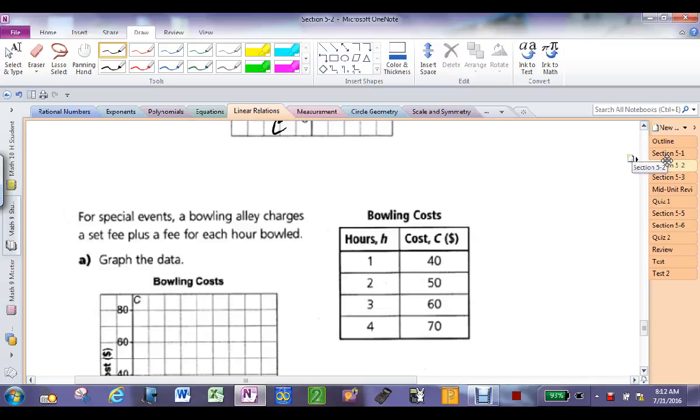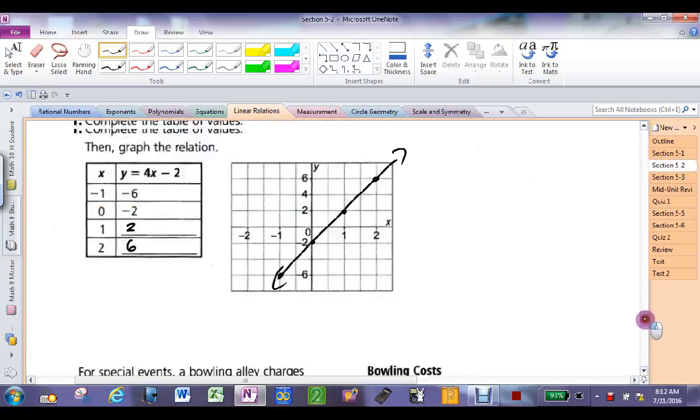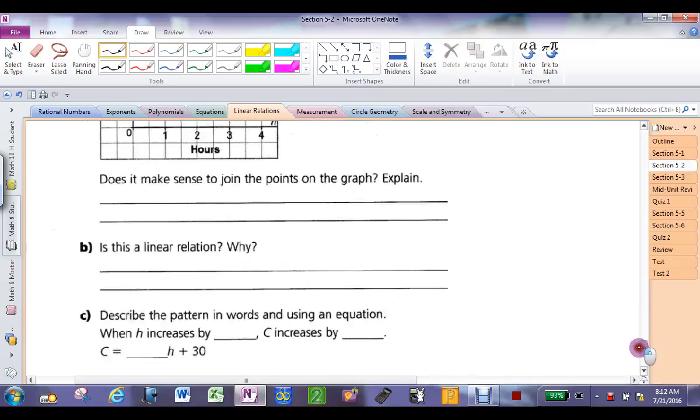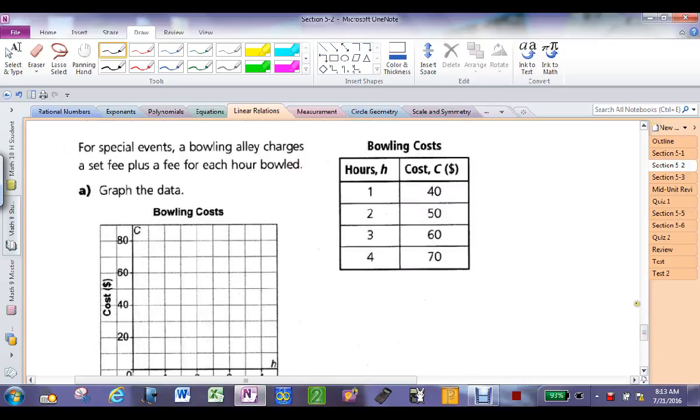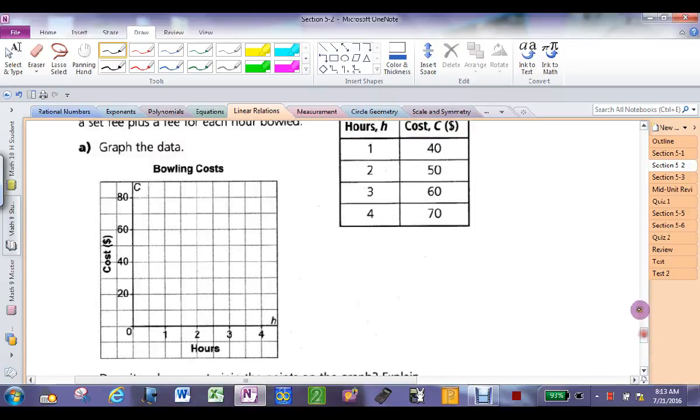The thing I asked you to do yesterday, I asked you to finish off this bowling question because it's a difficult question. First thing I asked you was graph the data. I'm not asking you to make an equation yet. All you got to do is graph it.